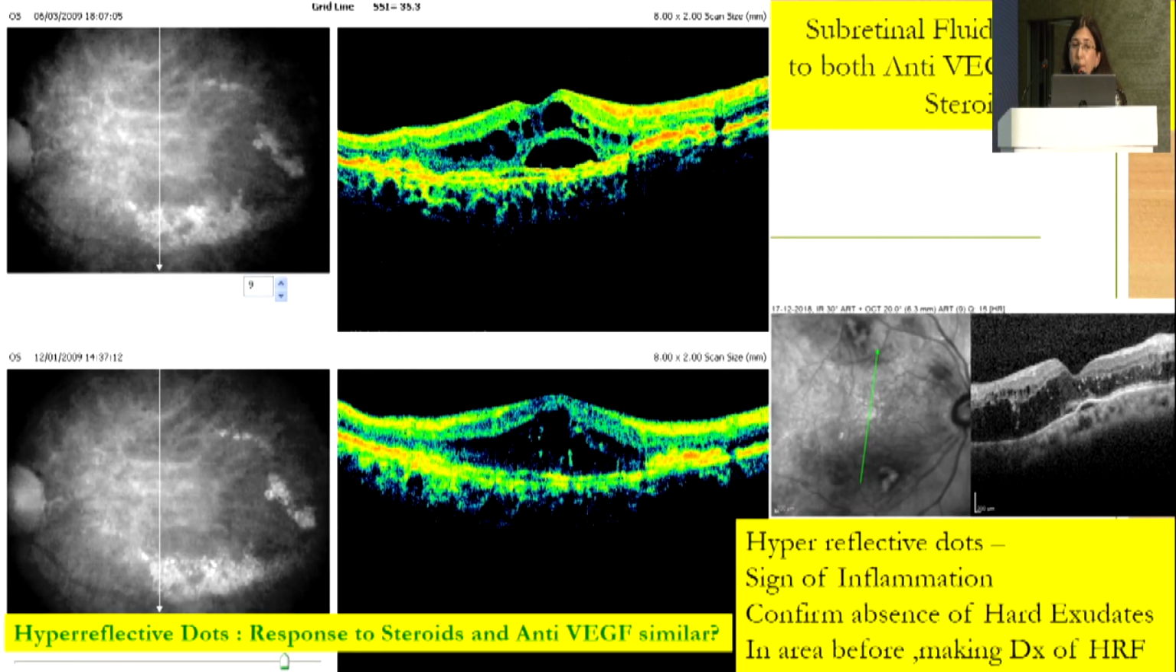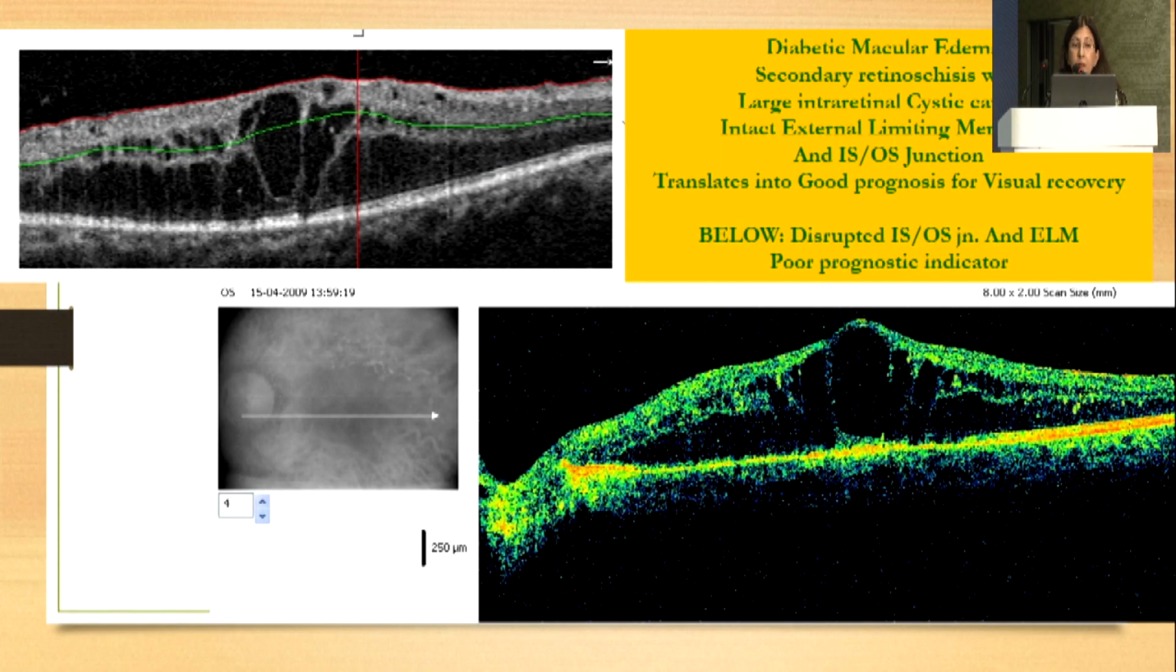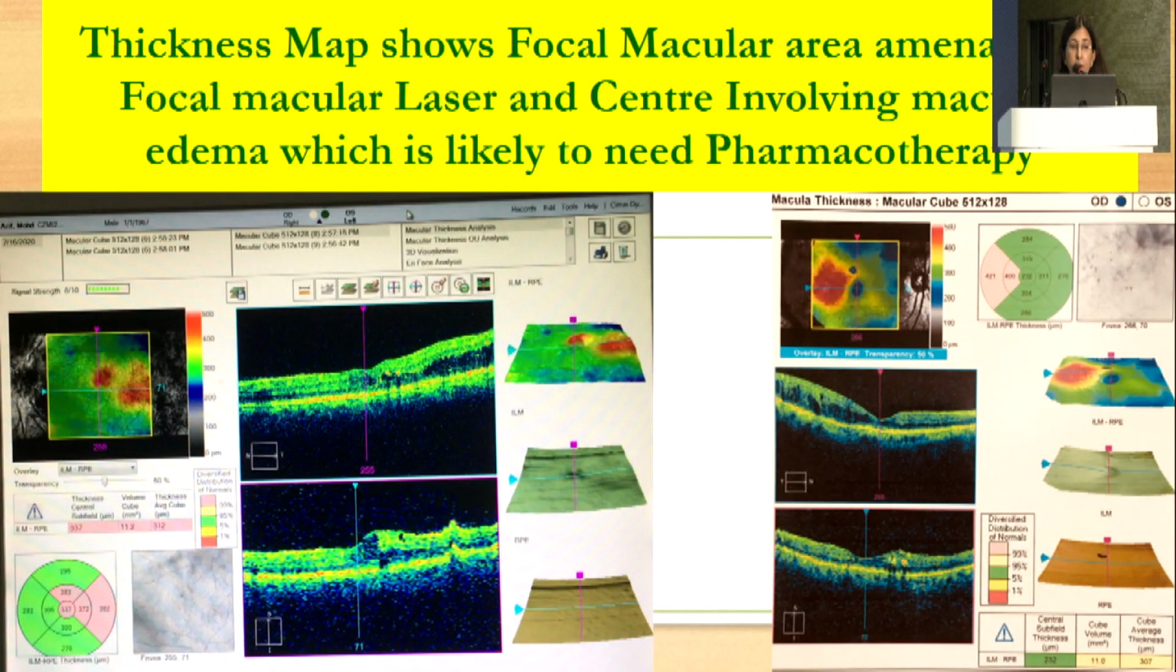So this is just an example of a patient with hyperreflective spots who has not responded much to the treatment. Again, just an illustration, this patient has intact ISOS junction, so we expect a better visual gain. Here the ISOS junction is disrupted, so we know that the visual gain is not going to be good. Finally, the overall thickness map helps us in monitoring the progression of disease.